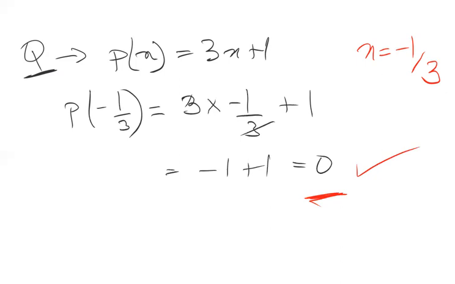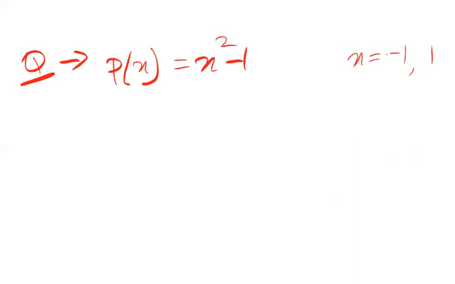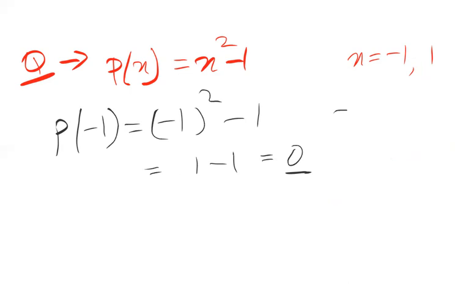Another one, just try it. P of X is equal to X square minus 1. And they've given X's value as minus 1 and 1. We've got to check both. So we put X as minus 1. I will get minus 1 square minus 1. I get 1 minus 1 is equal to 0. Because minus 1 into minus 1 is equal to 1. Remember that. And I put X is equal to 1. I get 1 square minus 1. I get 1 minus 1 equal to 0. So both are giving me 0.